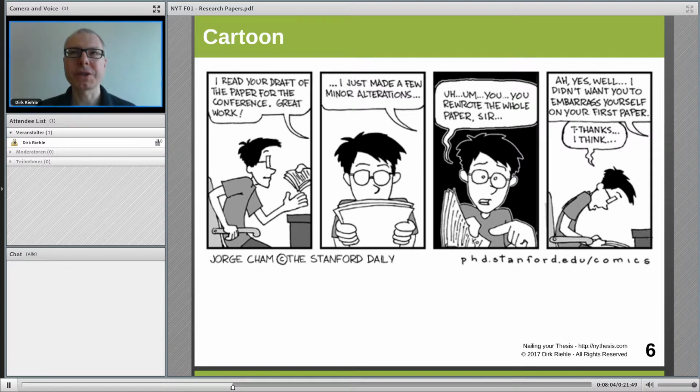So the PhD student is talking to the professor, and the professor says, "I read your draft, great work. I just made some minor alterations." And then the PhD student recognizes, ooh, he wrote the whole paper. The conclusion is, well, says the professor, you don't want to embarrass yourself on your first publication.